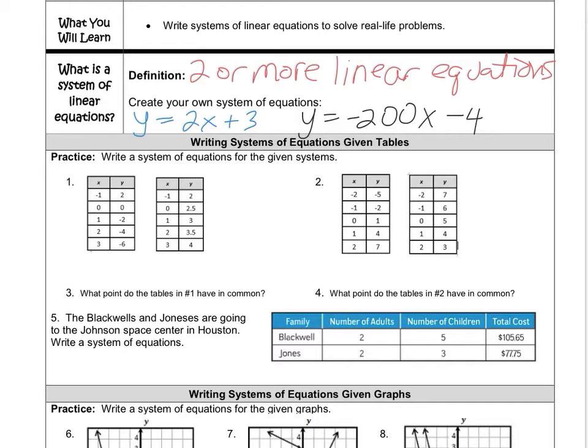Okay, so we're going to start by practicing finding a system of equations from tables. In number one, you've been given two tables. These are two separate equations. You can either write your equations by using stat edit two different times, or you can look for the y-intercept and the slope for the first table and write the equation, and then the y-intercept and the slope for the second table. Go ahead and pause your video and write the two equations that go with these tables.